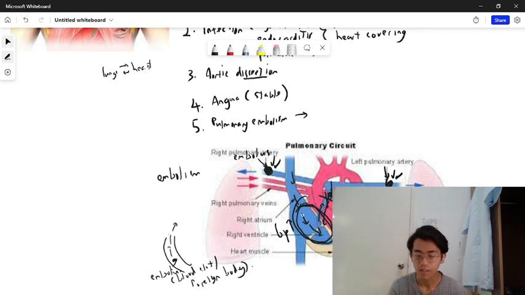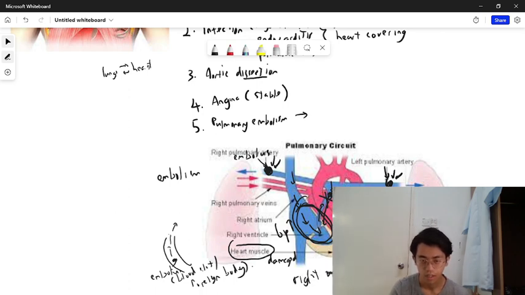But if the heart muscle exceeds its limit of pumping, then the muscle will be damaged. The heart muscle will be damaged, which leaves it unable to pump again. Therefore, we call this situation right heart failure. Right heart failure. Alright?